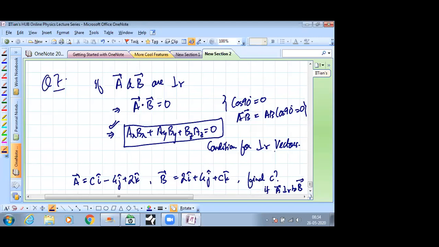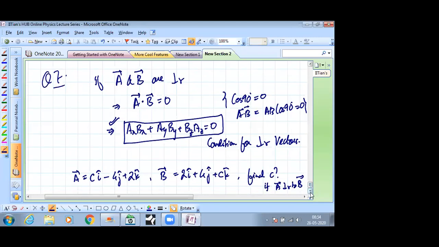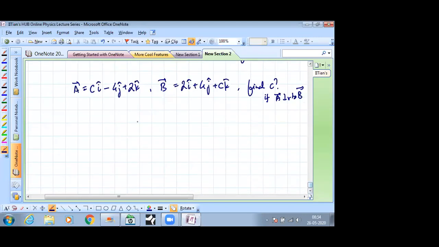Okay, so done this question, people. Just apply this condition now. So here you can see that A dot B is Ax into Bx, so that is 2C, plus Ay into By, so that is minus 60, plus Az into Bz, so that's again 2C, should be 0 for theta to be 90 degrees. So you can see from this we are getting C is becoming how much? 4. That should be the answer.